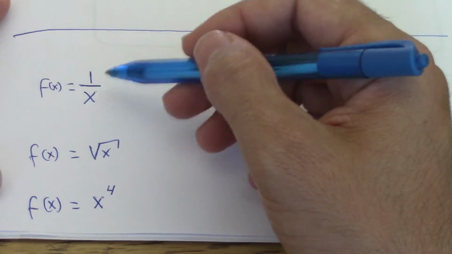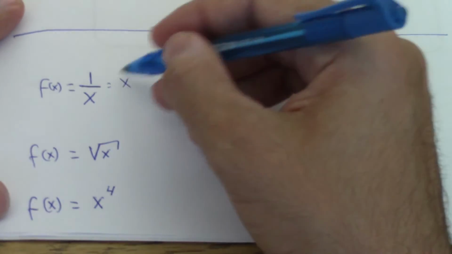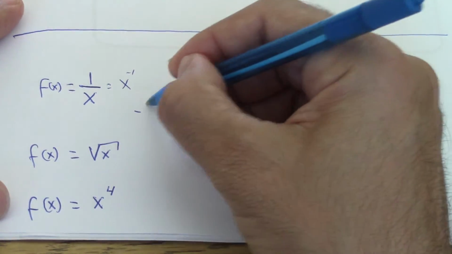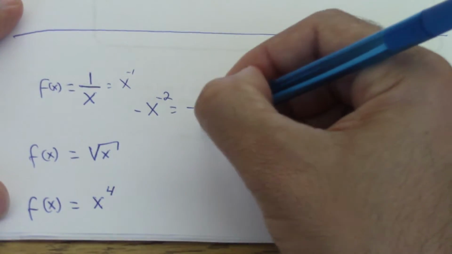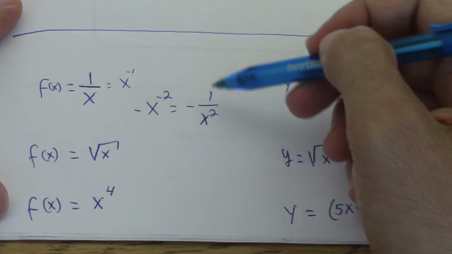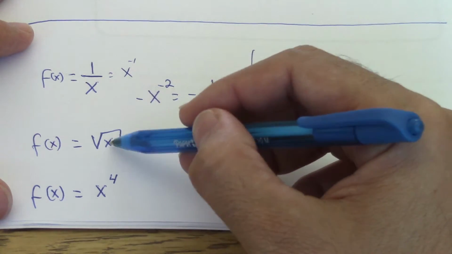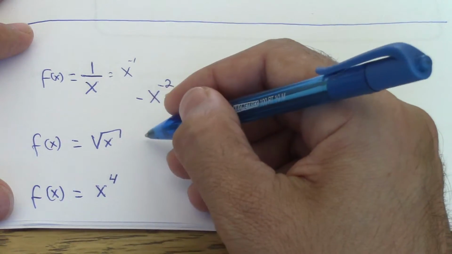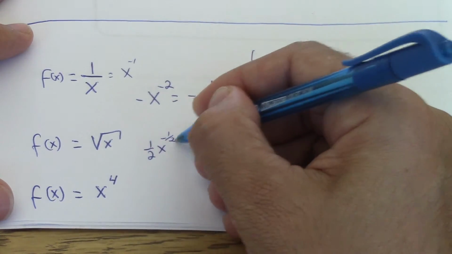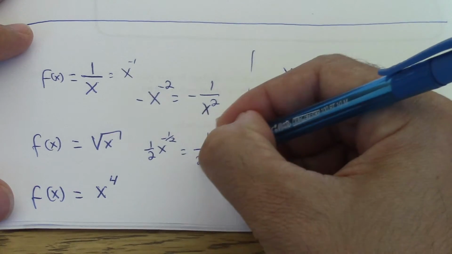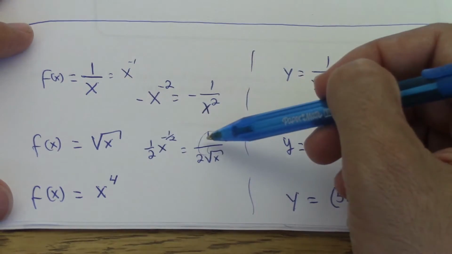For example, to find the derivative of 1 over x, that would be like x to the negative 1. So the derivative of this would be negative x raised to negative 2, or negative 1 over x squared. Here we don't need the chain rule. Another one, square root of x is just x to the 1/2. So the derivative of this would be 1/2 of x raised to negative 1/2, or 1 over 2 square root of x.